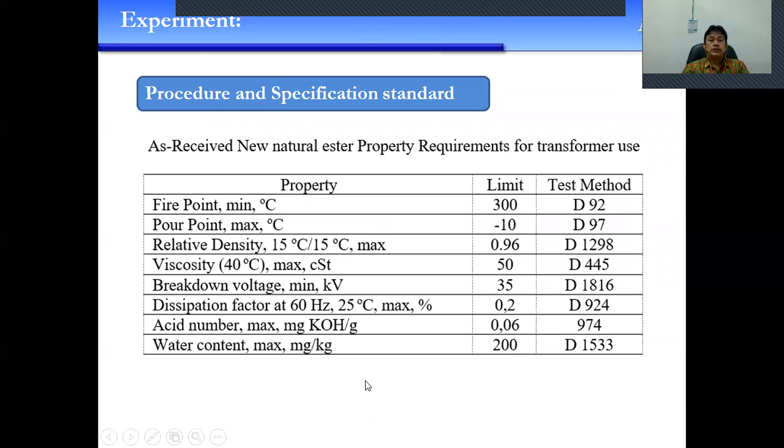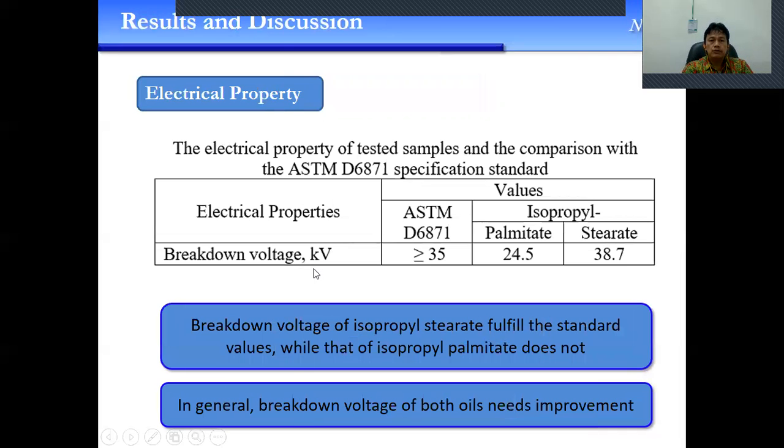The experiments are conducted based on this standard. There is a standard procedure which is listed in the right column. There is a specification that needs to be fulfilled. For example, the evaluation of viscosity of the oil should follow the procedure based on the standard D445, and the viscosity of the oil should not be more than 50 centistokes. So let's go to the results.